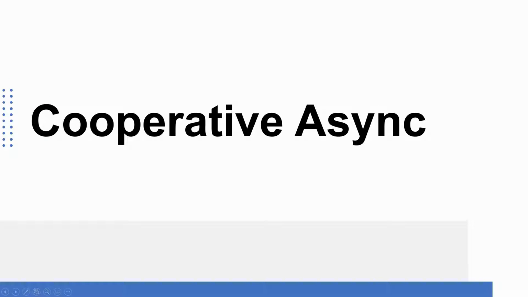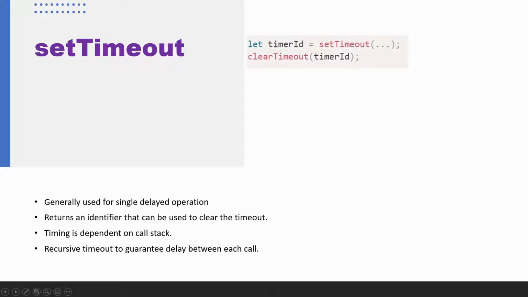This week I would like to talk about cooperative asynchronous JavaScript, specifically the setTimeout, setInterval, and requestAnimationFrame APIs. We're going to talk about what they are, where they're used, and some of the things that you need to watch out for. So let's get started. Let's start by talking about the setTimeout method.